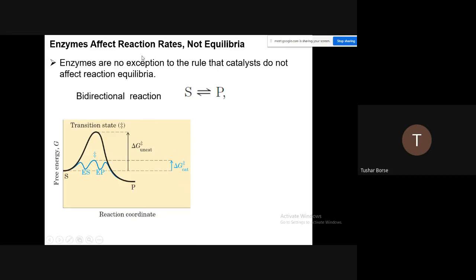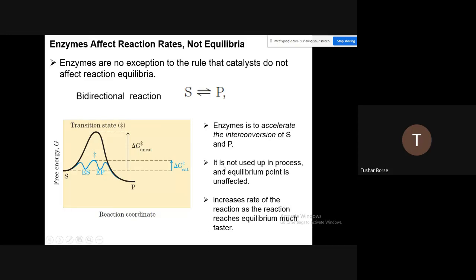Right, so this is how you can prove this statement which is given, that enzymes affect the reaction rates, not the equilibria. Okay, so it is not going to affect the equilibria. If the reaction rate is increased, the conversion will be very much fast, but the equilibrium is always maintained. Either it could be higher concentration of the substrate, higher concentration of the product, or both of them at the same concentration. So the equilibria is not being affected. It is simply affecting the rate of reaction, so that the reaction can occur fast.